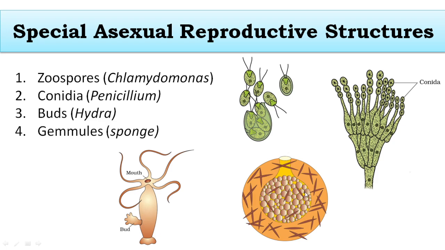Whereas we have also got gemmules. Gemmules are a special asexual reproductive structure which is found in sponges. Sponges are simple. Under unfavorable conditions, they create a cluster of cells which is capable of giving rise to a new individual. That is called gemmules. So we have zoospores in Chlamydomonas, conidia in Penicillium, buds of Hydra, gemmules of sponge. They are special asexual reproductive structures.